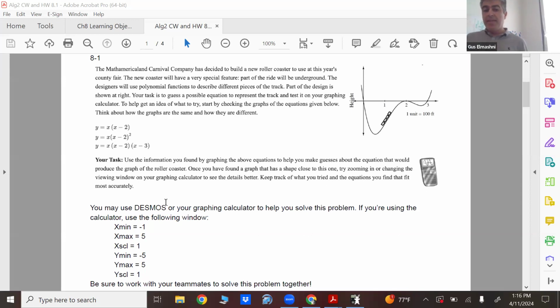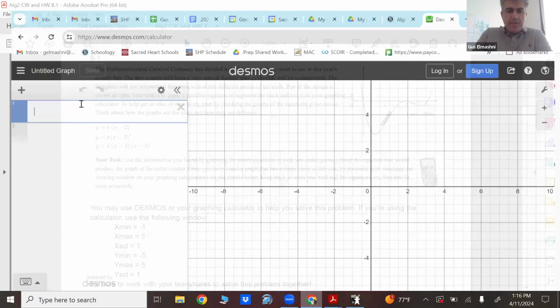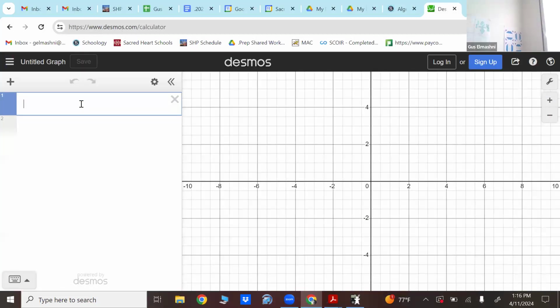So I'm going to punch each of these 3 equations into Desmos, okay? And we're just going to take a look. We're going to see which one it looks like. And then we're also going to investigate a little bit. So let's see here. And let me get the notes in front of me so I don't have to go back and forth. Okay. So we have y equals, guys, please be quiet. Thank you.